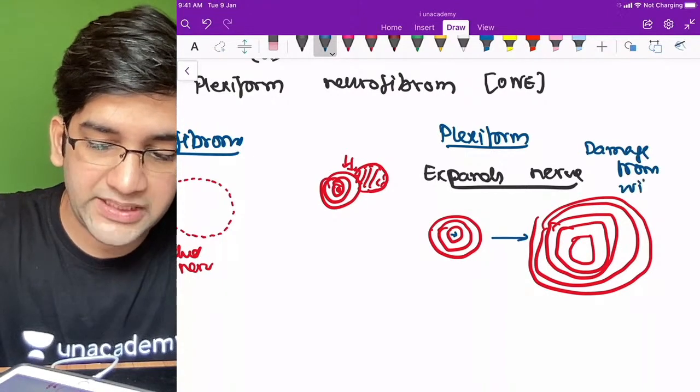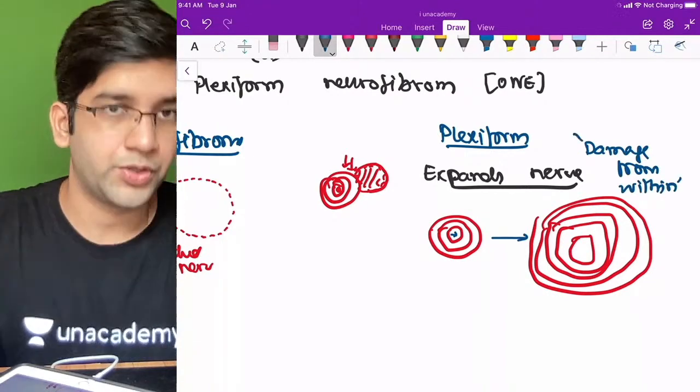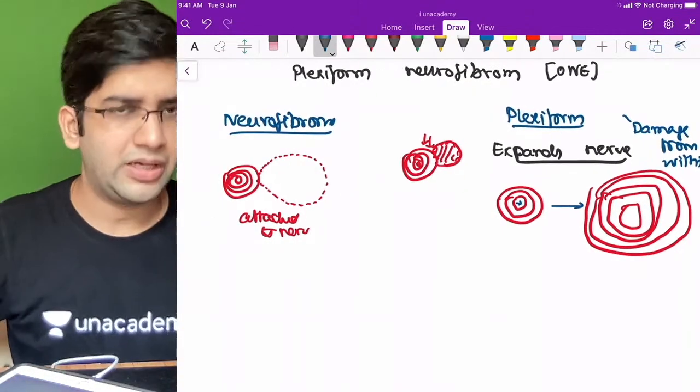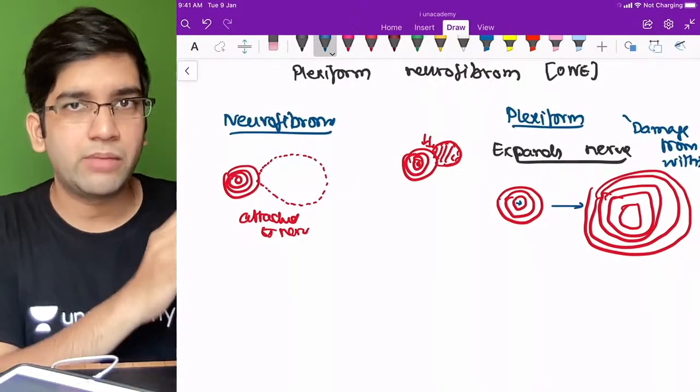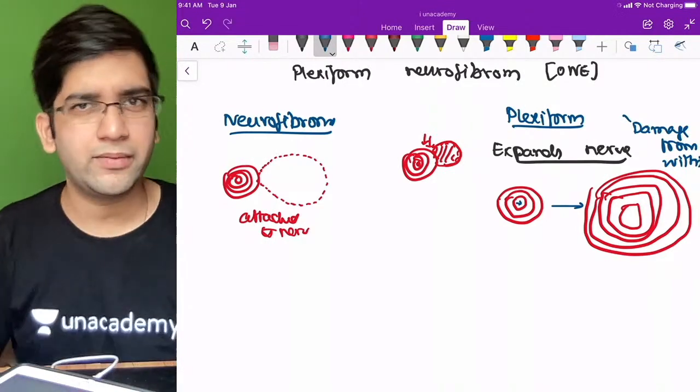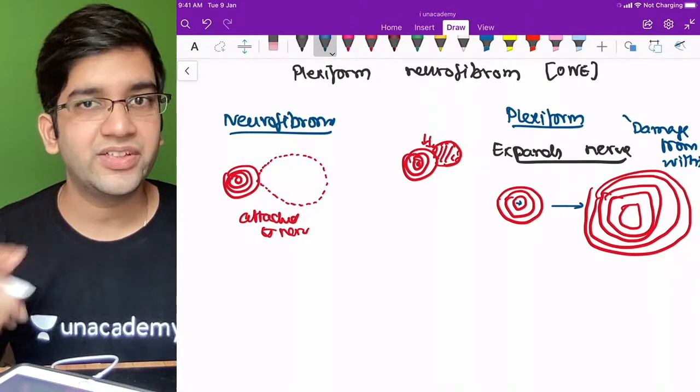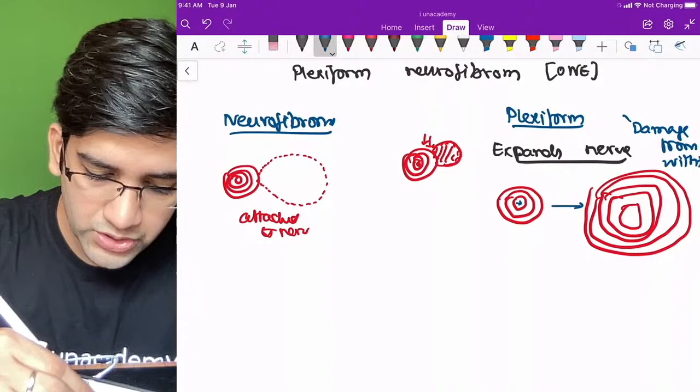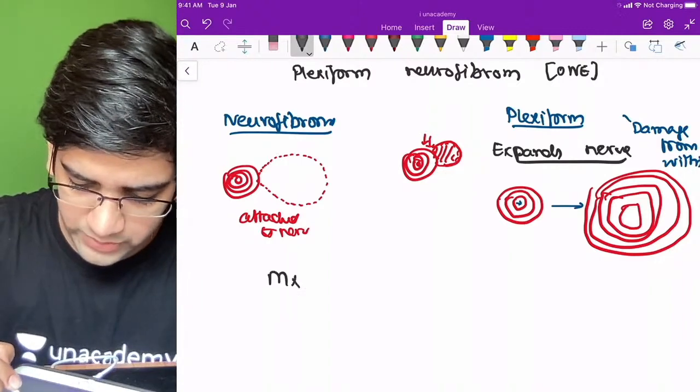Okay. That's the reason plexiform neurofibroma is very, very characteristic of neurofibromatosis, fine? Both of them are good enough to diagnose. Again, I need two or more for normal neurofibromas, and one plexiform neurofibroma is more than enough to consider as a criterion for neurofibromatosis, right? So when I say neurofibroma, I have to look at the microscopy.